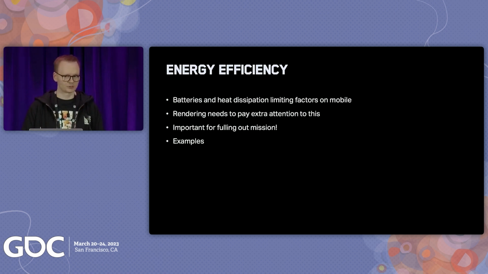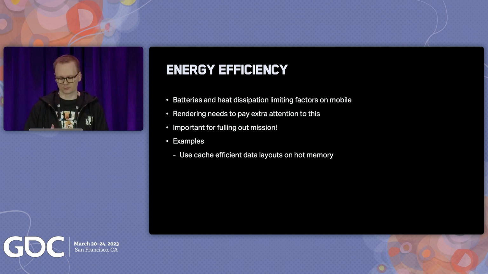A couple of examples of how to take into account energy efficiency. First of all, I would recommend to use cache-efficient data layouts, especially on hot memory. I dug up some information in preparation for this presentation indicating that the difference between a cache miss and a cache hit is about 200 times. So it's 200 times less efficient in terms of energy consumption if you get a cache miss. So you should definitely aim to design your data layouts in such a way that they are efficient for the cache.